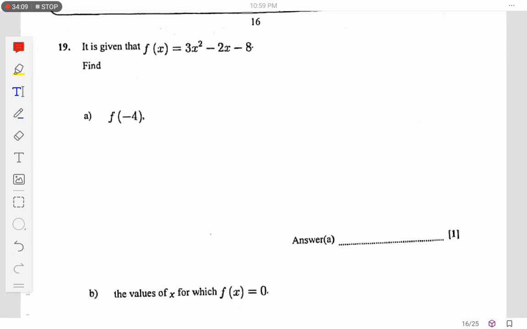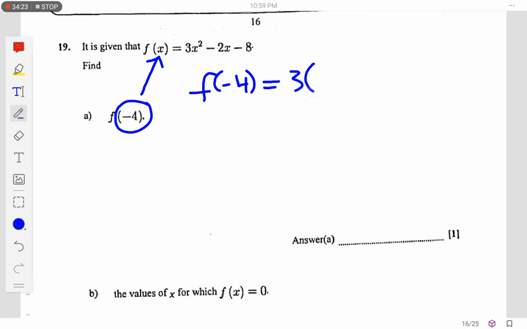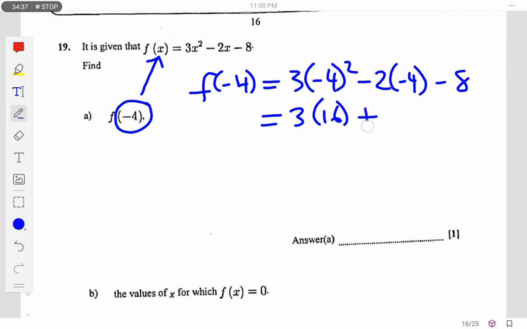Okay, it is given that, and find f of minus 4. What it means is you are putting a minus 4 in place of every x value. So f of minus 4 is equal to 3 times minus 4 squared minus 2 times minus 4 minus 8. If we simplify this, this is 3 times 16 plus 8 minus 8. So basically we are going to get 48 there. That's our answer.